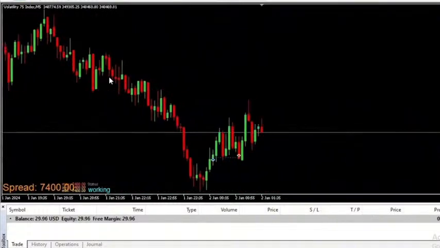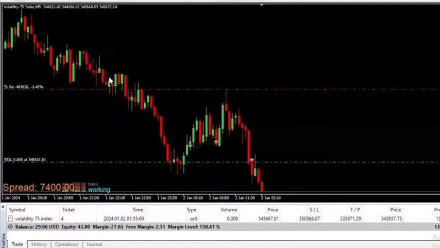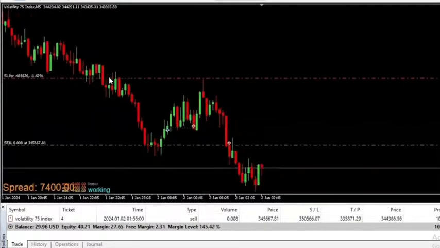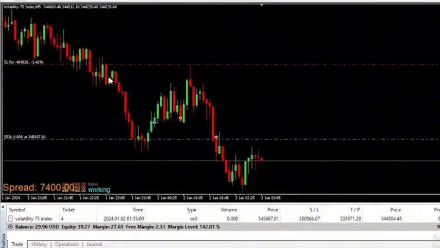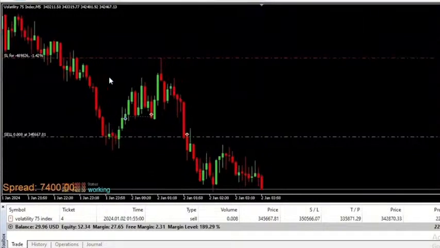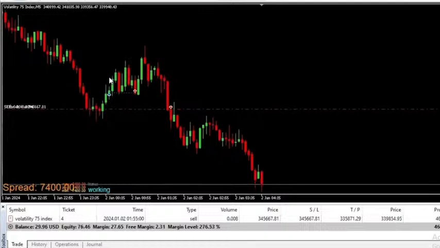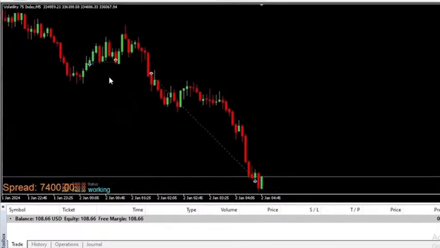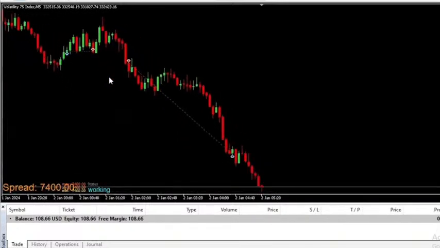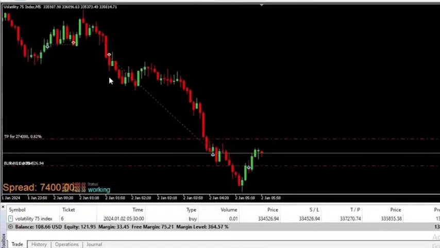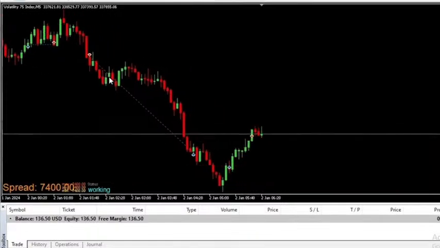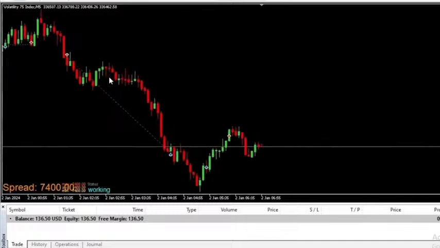Okay, this one hits break even, and we've taken the second one also, and you can see the stop loss over there, and this is the entry. So the stop loss has been moved to break even and TP hit. That is how this robot works. It has a break even system, not a trailing stop.